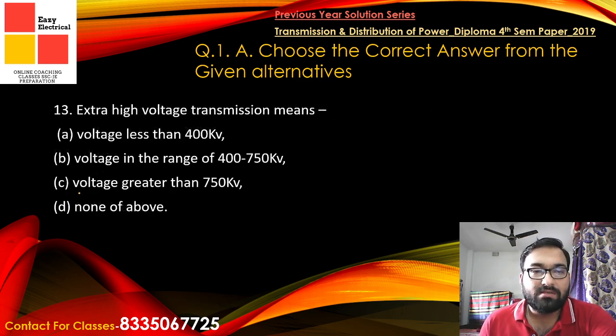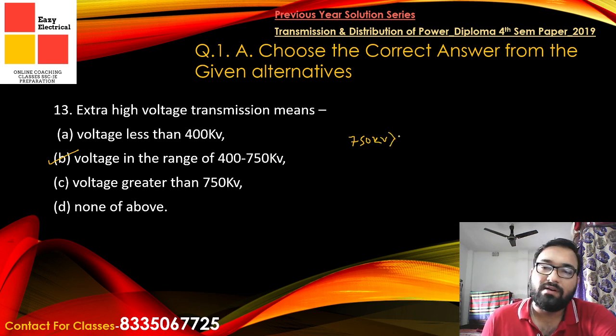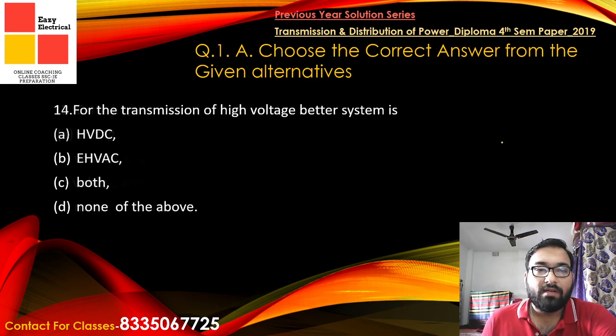Now coming to the next question, an extra high voltage transmission line. We all know that extra high voltage ranges from 400 kV to 750 kV. This is the standard extra high voltage range we know. Above 750 kV, we generally consider it as ultra high voltage.